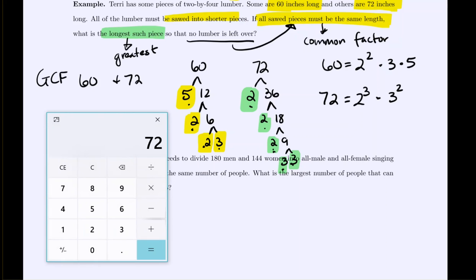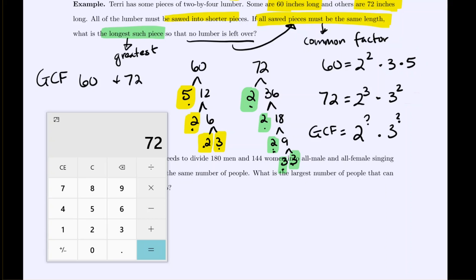Great. So then for the GCF, you choose only the primes that are common to both expressions. Only the 2 occurs in both, and the 3 occurs in both. Notice the 5 occurs in the first, but not the second. So the primes that we choose to make up the greatest common factor are 2 times 3. We exclude the 5 because it's not common to both.